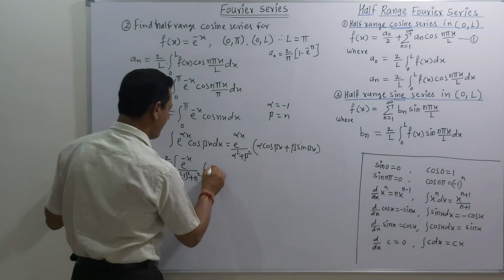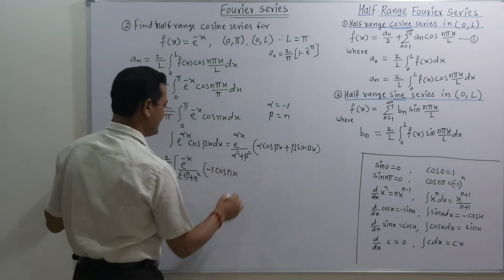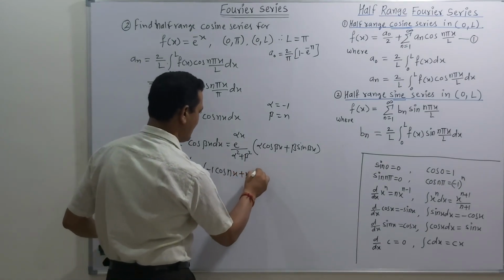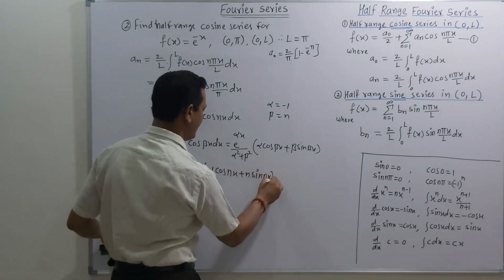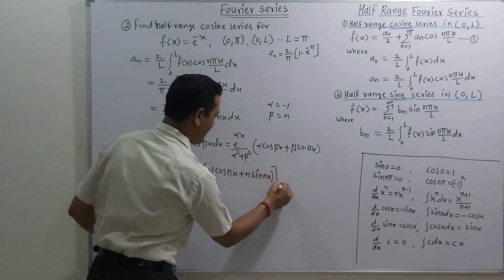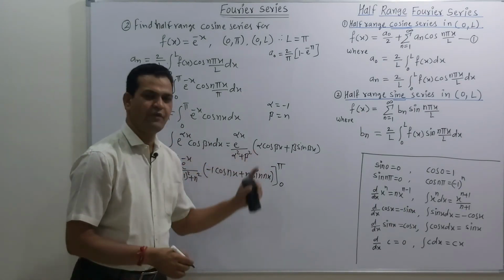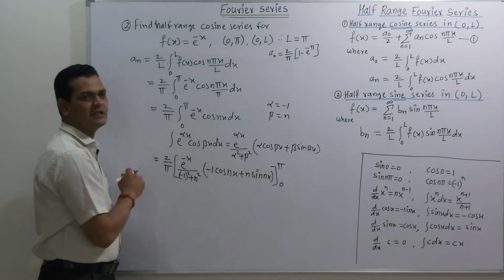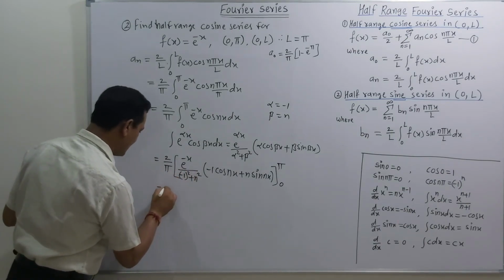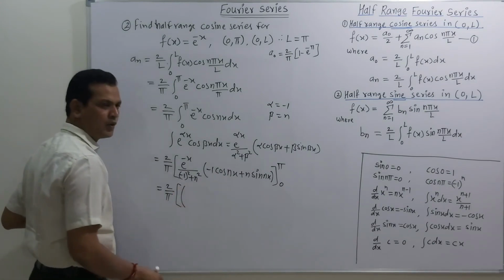Then we get this as minus 1 into cos of beta, that means nx, plus beta, which is n, into sine of nx. So here the limit for this term is 0 to pi. So we can easily find the integration of this term with the help of this result. You must know this result for finding such type of integration. Now after finding this integration, our next target is to put the value of upper limit and lower limit.